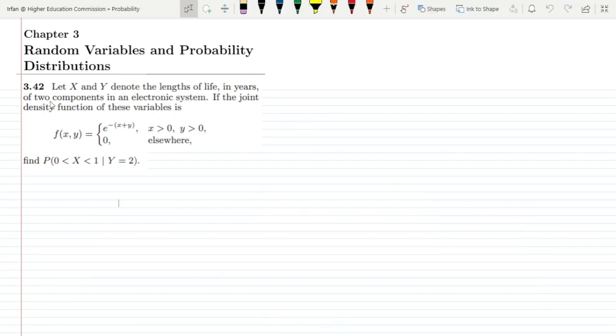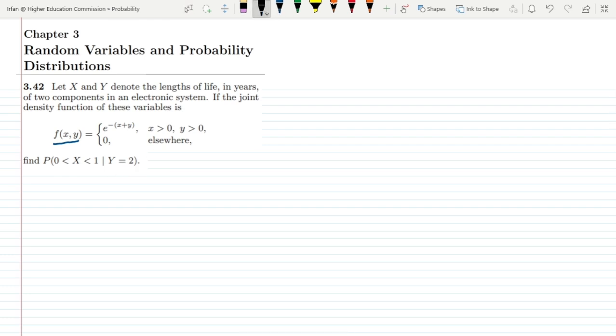So this is question 3.42, and the statement of it is: let x and y denote the lengths of life in years of two components in an electronic system. If the joint density function of these variables is given by f(x, y) equals exponential of minus (x plus y) for x greater than 0, y greater than 0, and 0 elsewhere, find the probability that the lifespan of x is greater than 0 and less than 1, given that the lifespan of the component y is equal to 2.